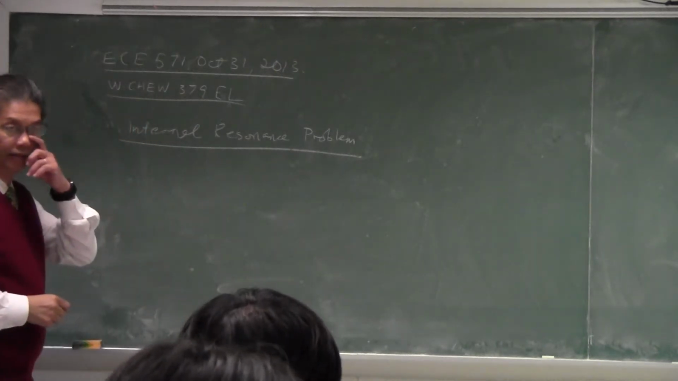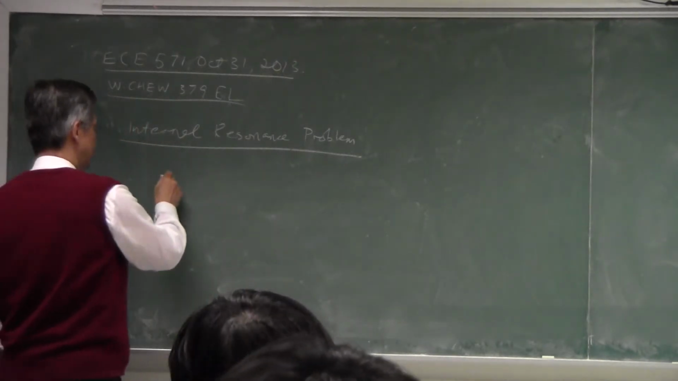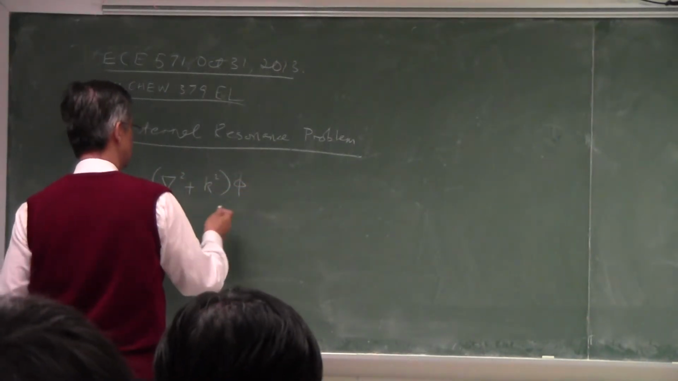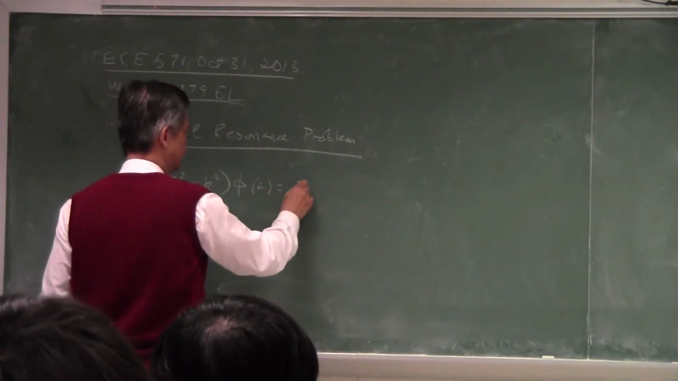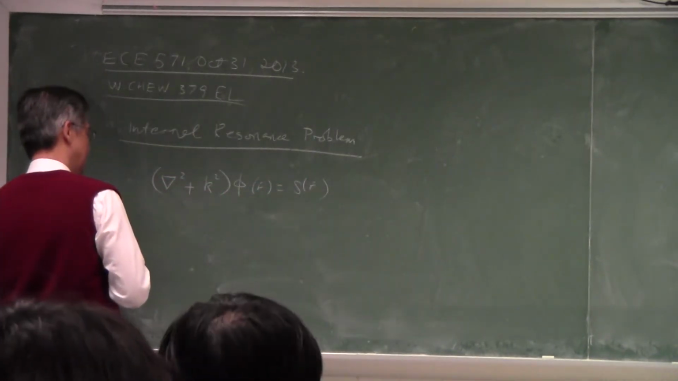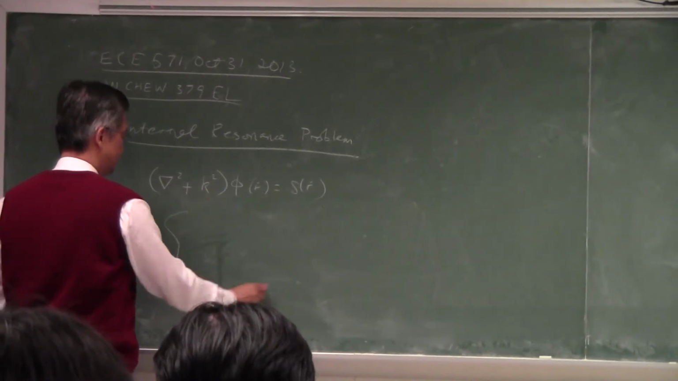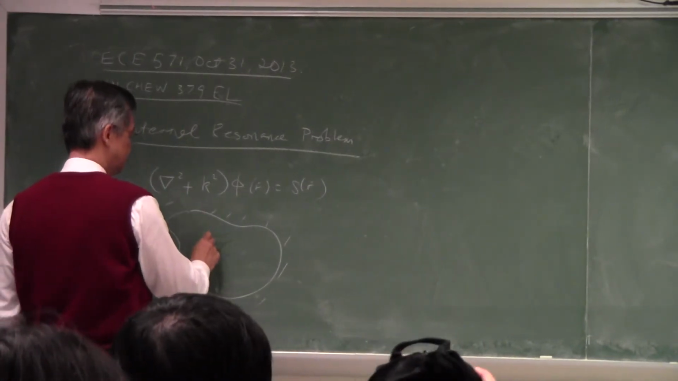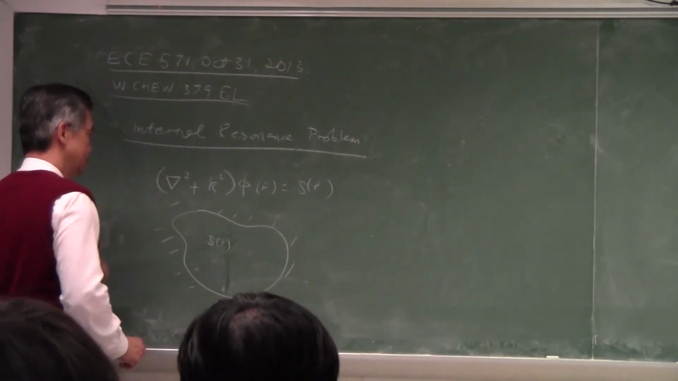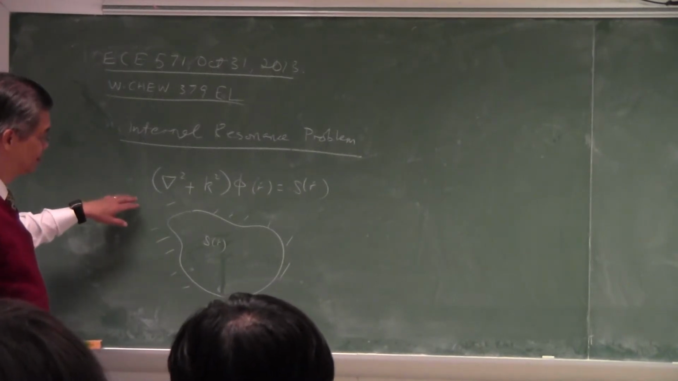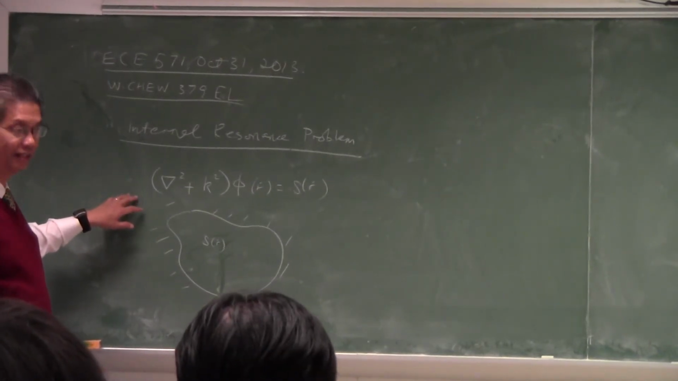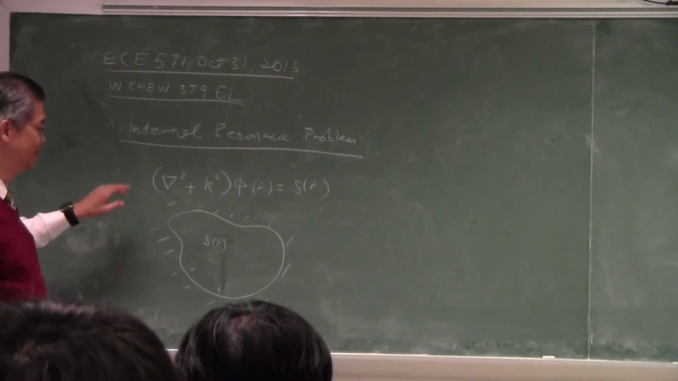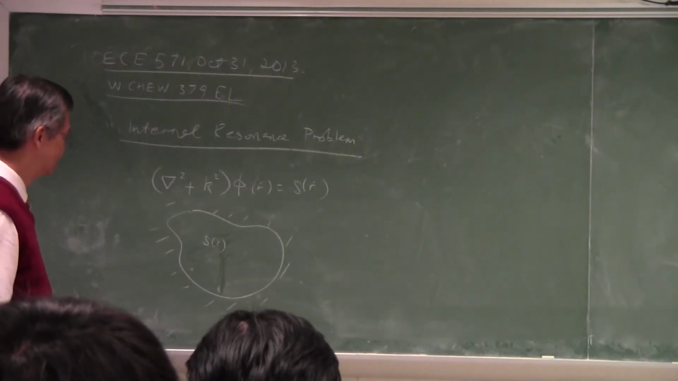Okay, we can illustrate this with a scalar wave equation. Say we want to solve a problem such as this one: (∇² + k²)φ(r) = S(r). And let's assume that we are solving this problem in a cavity, and we put some source inside. You have learned from chapter 1 that this solution is unique, provided that it does not hit the internal resonance of this one. Let's try to understand that slightly better today.